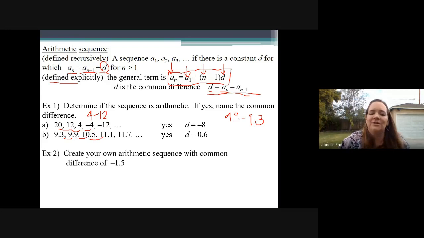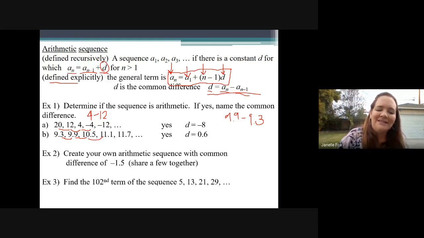Okay, example number 2 says to create your own arithmetic sequence with a common difference of negative 1.5. I was just going to allow you a teeny bit of creativity. So I'm going to give you a drum roll to create your own. You could put anything for a sub 1, and then the common difference is negative 1.5. So go ahead, create it. You have a drum roll to figure it out. You did it. Good job, everybody. I hope you were able to do one on your own.